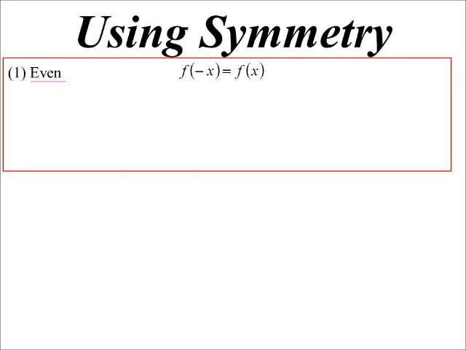So instead of going from minus a to a, because you've got the symmetry, you could go 2 times the integral from 0 to a.